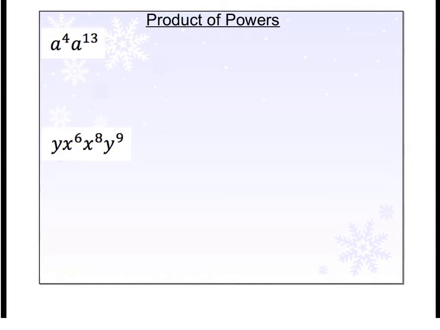Alright, let's jump into some examples. The name of the rules are at the top of each slide, but you won't be required to have memorized these. So the first examples are called the product of powers. So what this does is it looks at what happens when exponents are multiplying together. So in the first example, we have a to the 4th times a to the 13th power.